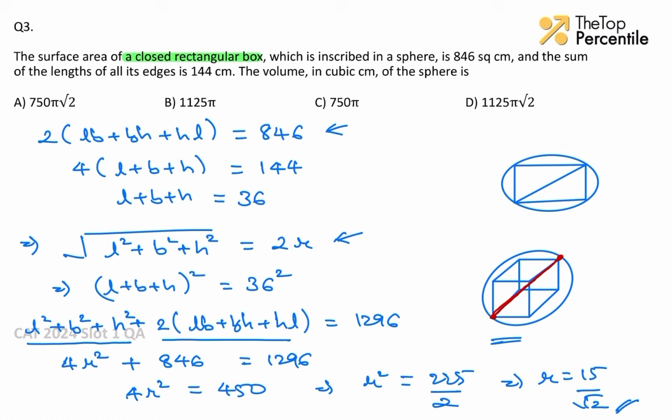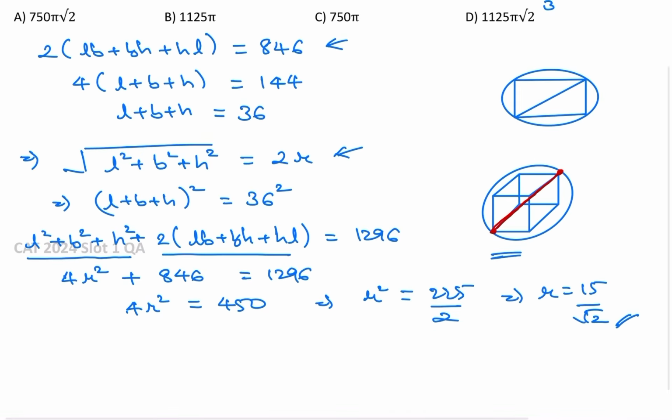So I know the volume of sphere is 4 by 3 pi r cube. I already have the radius, so let's find it out. So let's write 4 by 3 pi r cube. Let's substitute this. Let's put pi on the other side. 4 by 3 r cube.